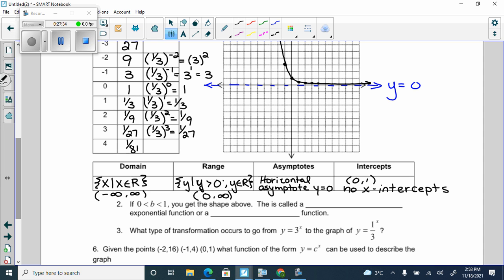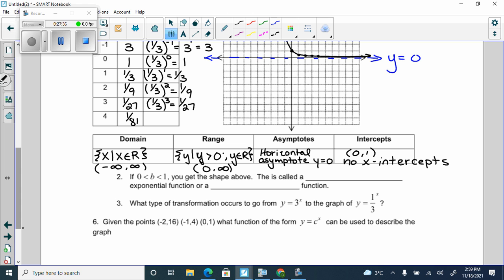Right? So if b is greater than 0 and less than 1, you get the shape above. This is called a what exponential function? Decreasing. A decreasing or a decay function.